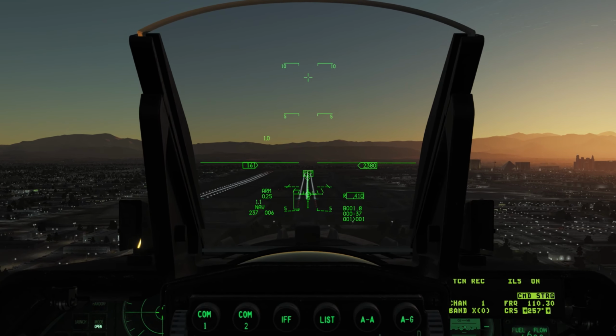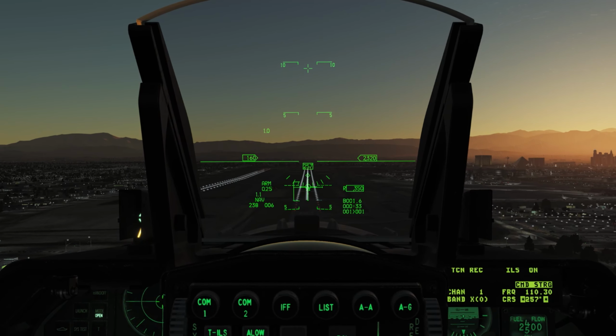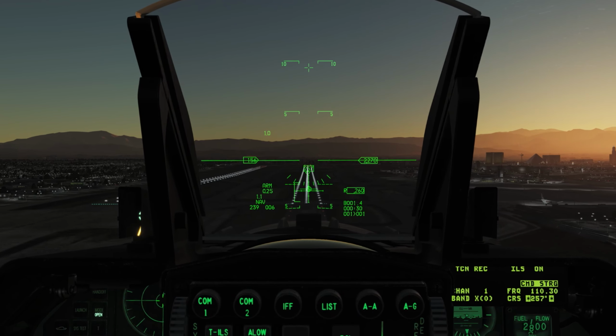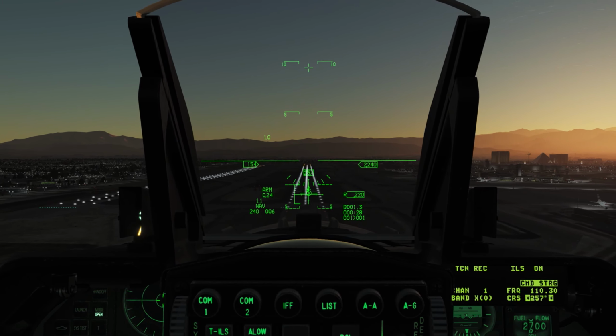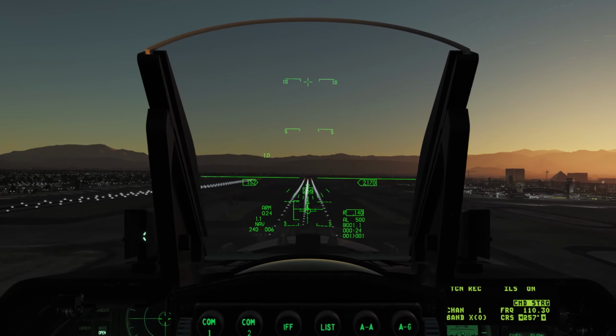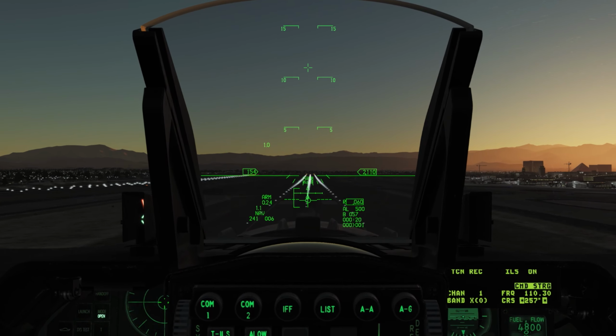Okay, lined up. Adjusting my angle of attack a little bit. Trying to keep around 13 degrees or so. And at this point, we're within visual range. We could use VASI and PAPI lights and do a visual approach at this point now.